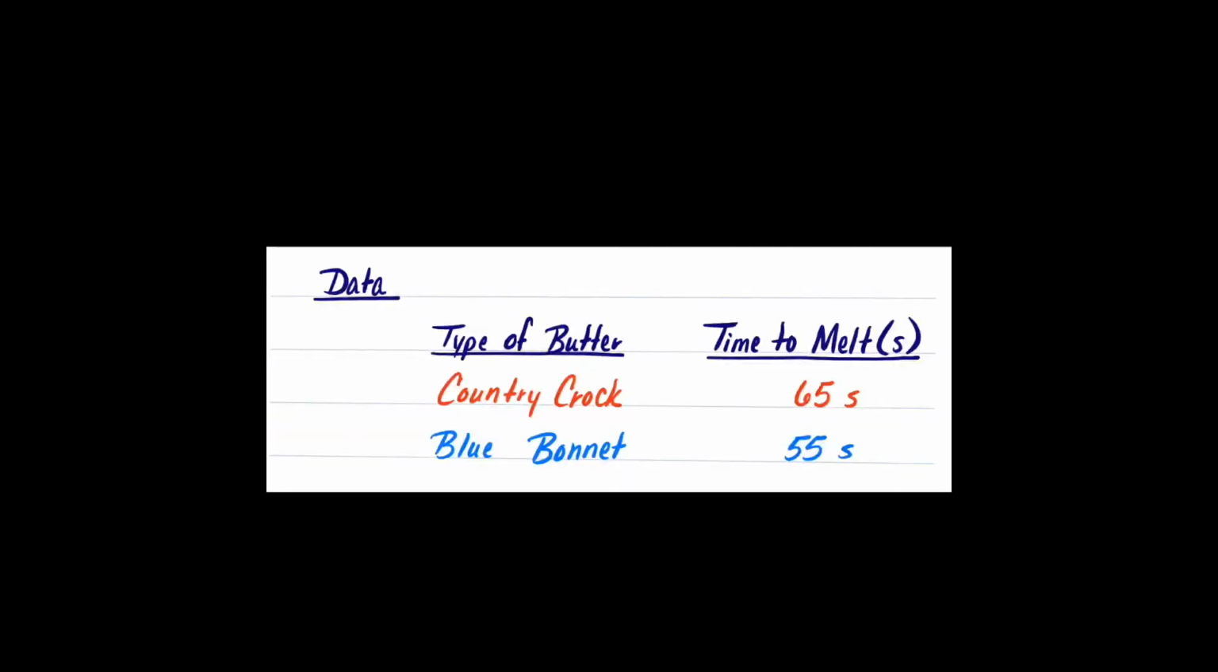While performing experiments, it is always very important to record your data. So, after I had melted each type of butter, I wrote down how long it took for each one to melt. It took Country Crock approximately 65 seconds to melt, and Blue Bonnet approximately 55 seconds to melt.